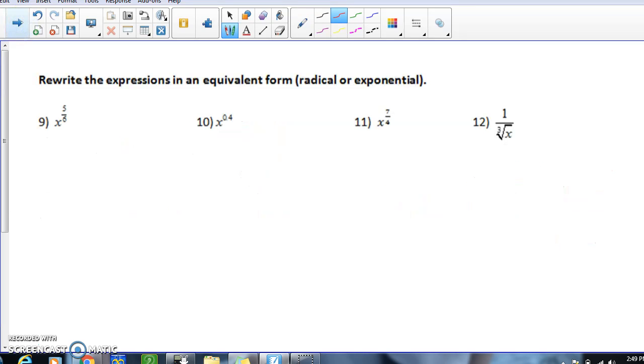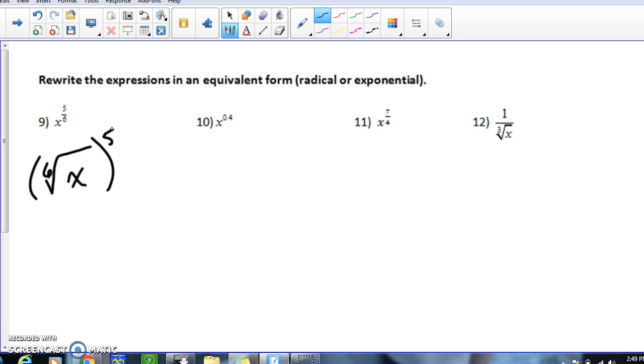Okay, so that next part, I'm just asking you to switch from one form to the other. So the first couple are in rational exponent form, and then that third one is in radical form, so we want to switch it back. Meaning, if I have x to the 5/6, if I write that in radical form, the denominator becomes the root. So this would look like the 6th root of x raised to the 5th power.